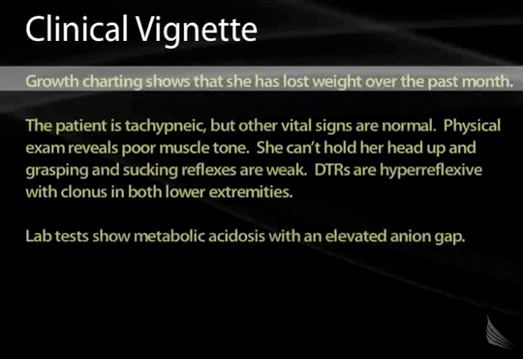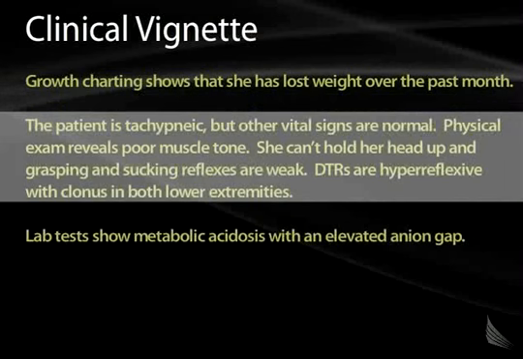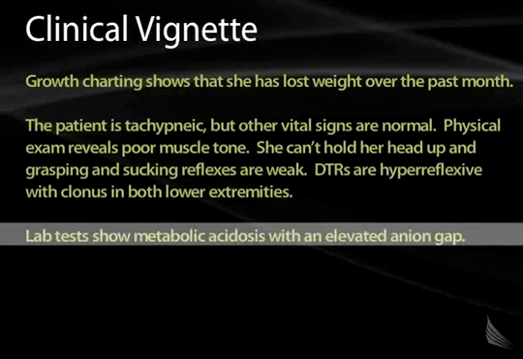When you look at her growth charting, it shows that she's actually lost weight over the past month. She's tachypneic, but her other vital signs are normal. Her physical exam reveals poor muscle tone. She can't hold her head up, and her grasping and sucking reflexes are weak. Deep tendon reflexes are hyperreflexive, with clonus in the lower extremities. We do some laboratory tests, and you show that there's a metabolic acidosis with an elevated anion gap.